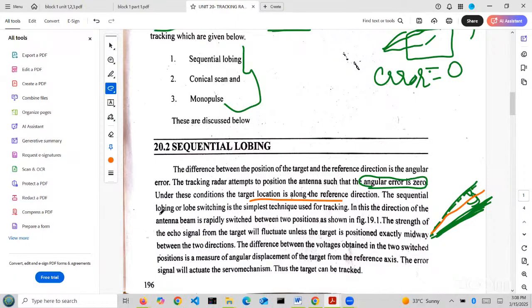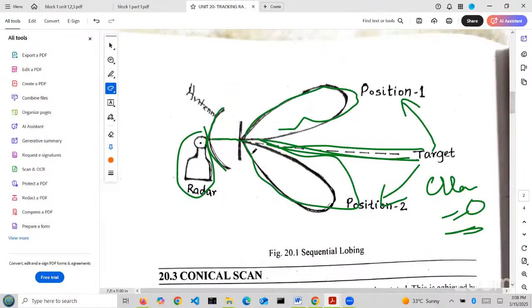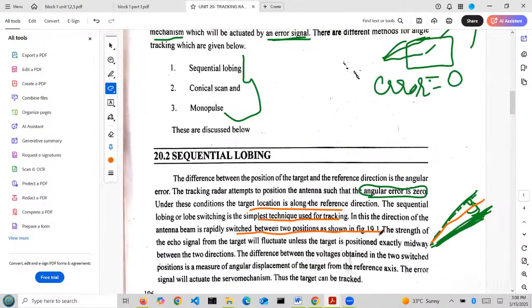So sequential lobing, or lobing switch, is the simplest technique. It is used for tracking purposes. In this, the direction of the antenna beam is continually switching between two positions, which is shown in figure 19.1. Here what we are doing is, we have an antenna, and I am switching it between two positions. The first is position 1, the second is position 2.